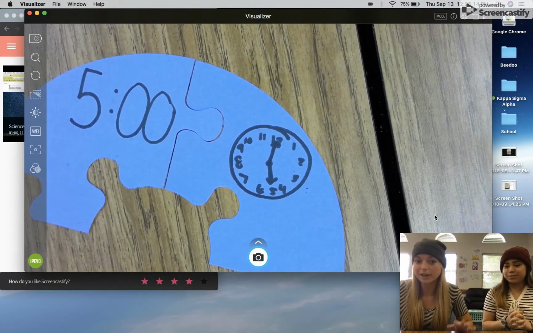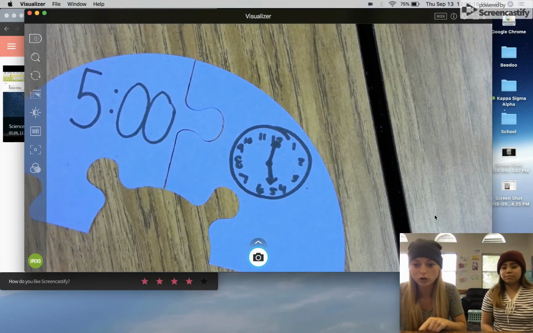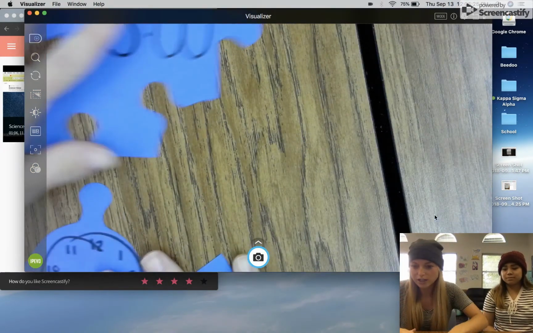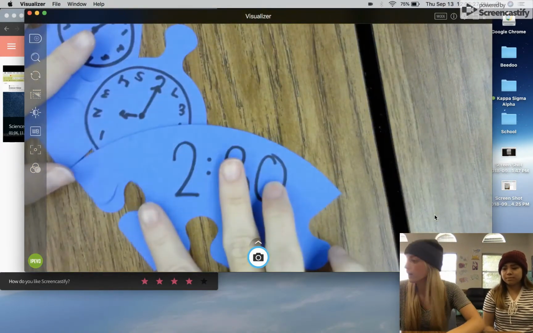All right, so students, you need to make sure that you are having both the analog clock and the digital clock matching, okay? Otherwise, it's not going to work. Nope. And you're going to be searching for the, oh my goodness.